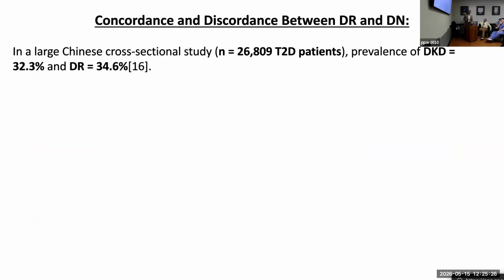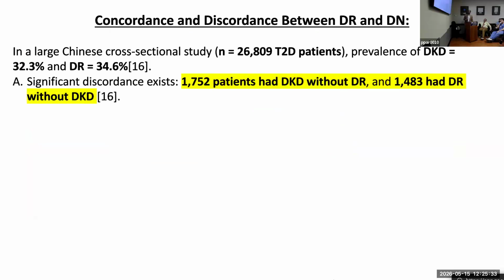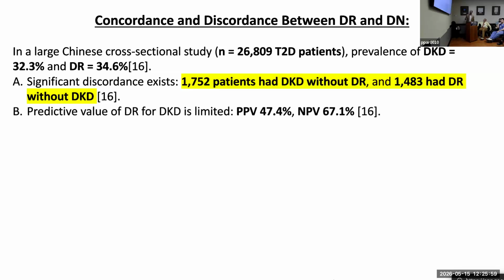Okay, so there was one Chinese cross-sectional study with a patient population close to 27,000. They mentioned that they did not find any association, as in who had diabetic retinopathy may or may not have diabetic kidney disease and the other way around. So 1,752 patients had diabetic kidney disease without diabetic retinopathy, and similarly, 1,483 patients had diabetic retinopathy without kidney disease.